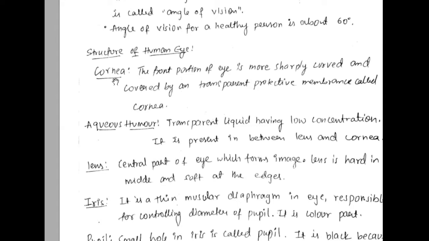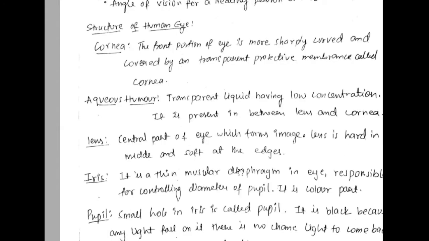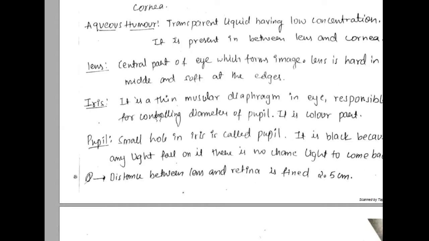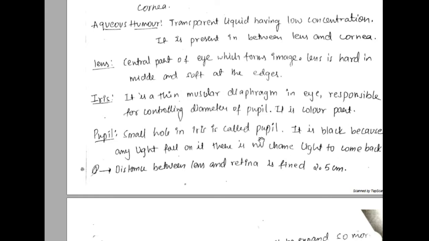Aqueous humor: behind this layer we have a part with transparent, low-concentration liquid between the lens and the cornea. Then the lens is a central part which is hard at the middle and soft at the edges. Next we have the iris. The iris is a thin muscular diaphragm in the eye, responsible for controlling the diameter of the pupil. As we know, the pupil is black in color. Why is it black? Because whenever light gets into it, the light should not come back out, so that is why it is black.